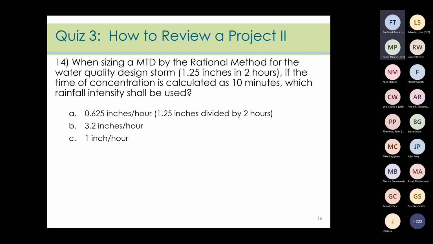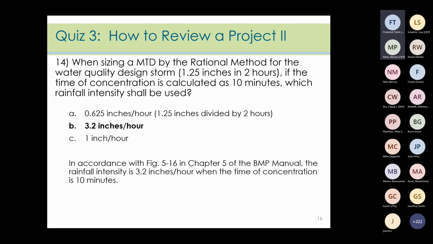Question 14, when sizing a MTD by the rational method for the water quality design storm, 1.25 inches in 2 hours, if the time of concentration is calculated as 10 minutes, which rainfall intensity shall be used? And the answer is B, 3.2 inches per hour. So in accordance with Figure 5-16 in Chapter 5 of the BMP manual, the rainfall intensity is 3.2 inches per hour when the time of concentration is 10 minutes.